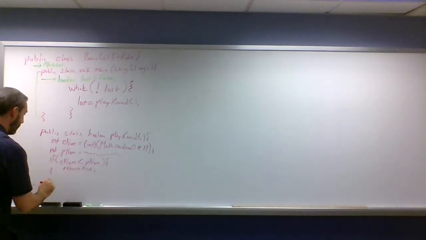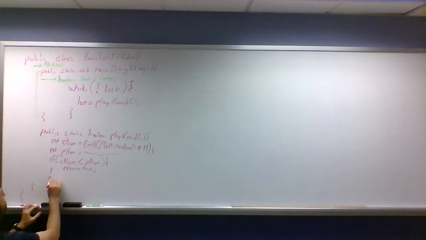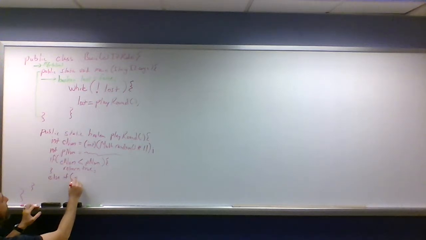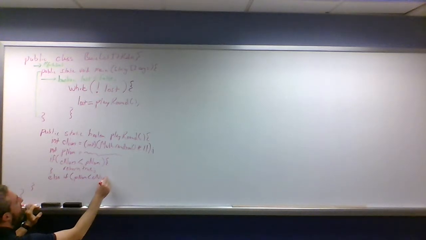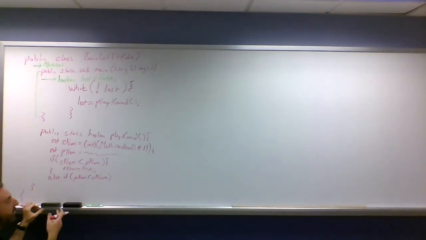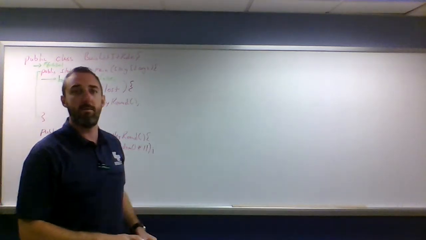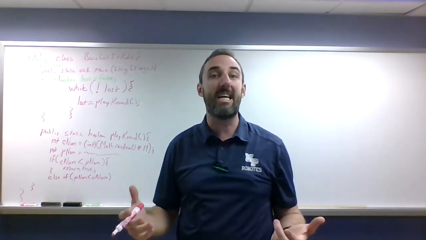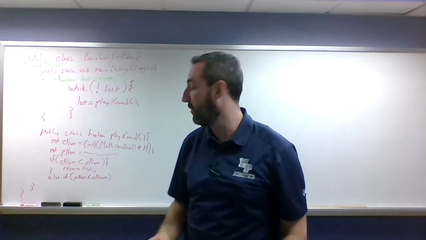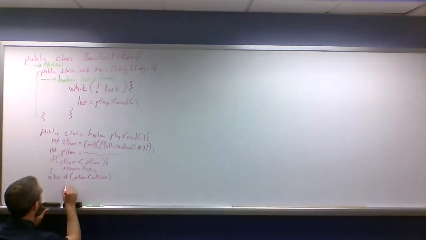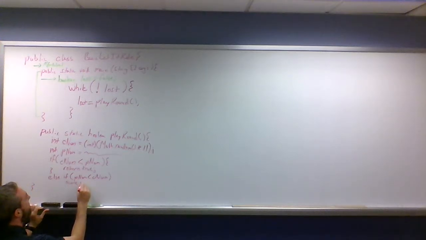Otherwise, if pnum is less than cnum, that means I won, and my score goes up by, I think, 5 points, or maybe the difference. Let's see. The player is less than the computer. The player gets a point for each number he played. So I get a number, whatever number I guessed. If I guessed a 5, I get 5 points. If I guessed a 7, I get 7 points. So that means I have something like score plus equals player num.